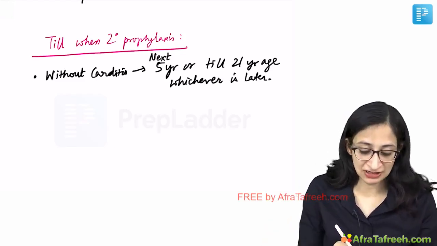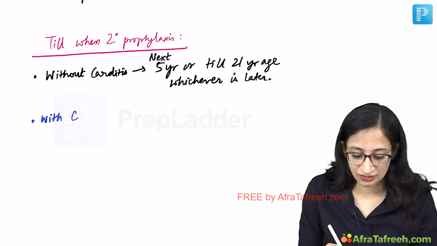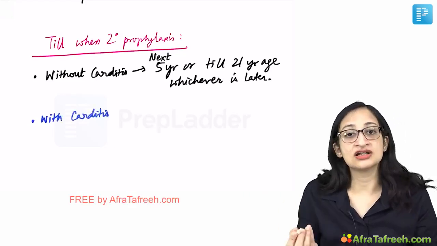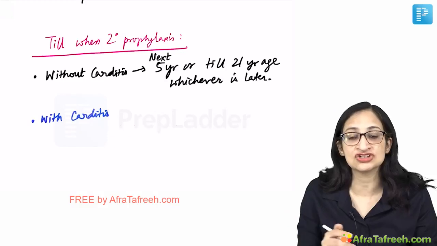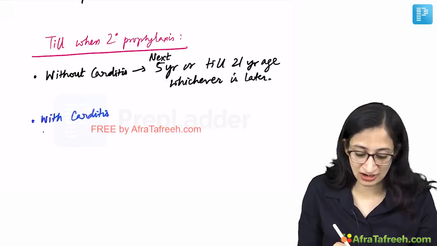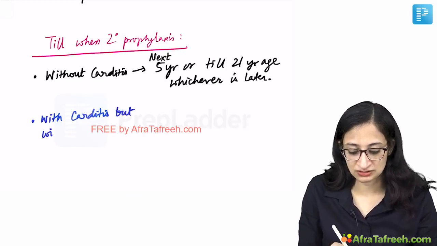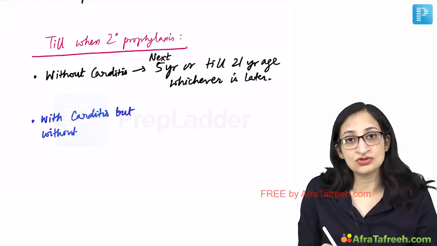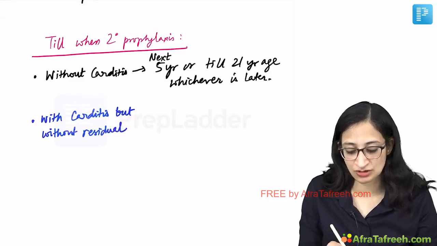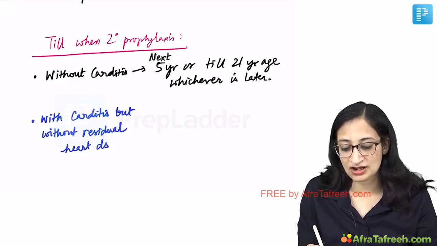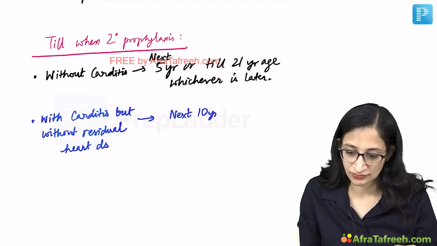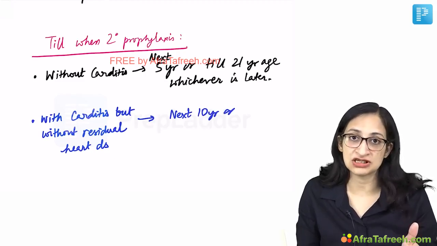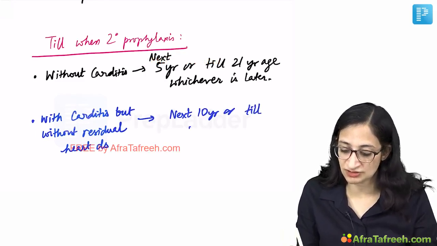If there has been carditis but without any residual heart disease, that means no mitral stenosis or mitral regurgitation, no residual heart disease, but there was carditis at the initial attack, then you will give it for the next 10 years or till 21 years of age, whichever is later.